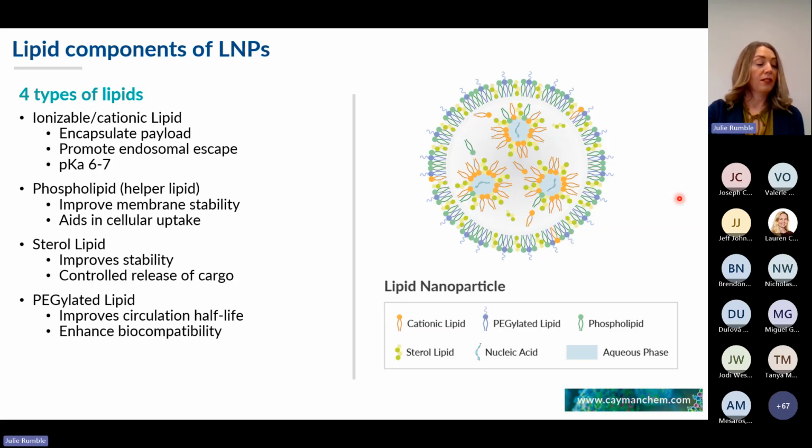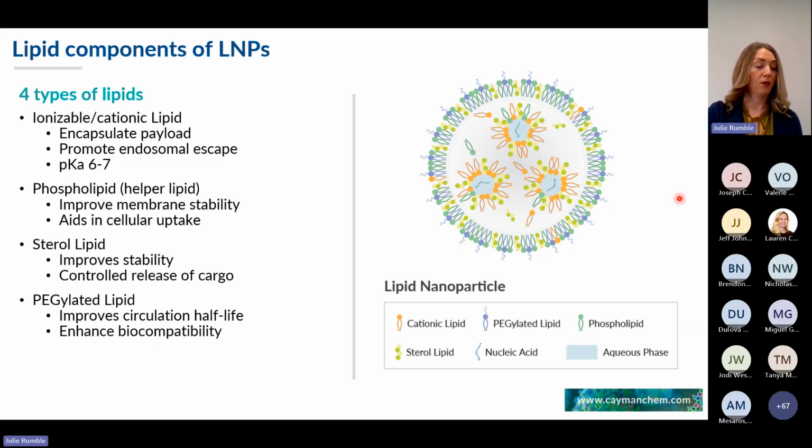The next component is the phospholipid, sometimes referred to as the helper lipid, and mostly present in the particle membrane. They help improve the overall stability of the LNP and modulate membrane fluidity, which aids in the cellular uptake of the particle. They are most commonly a PC or a PE.